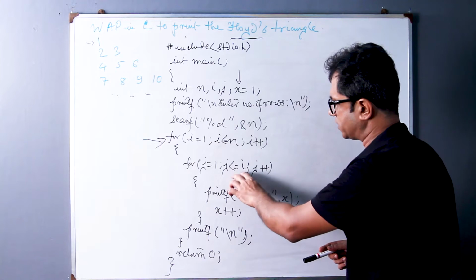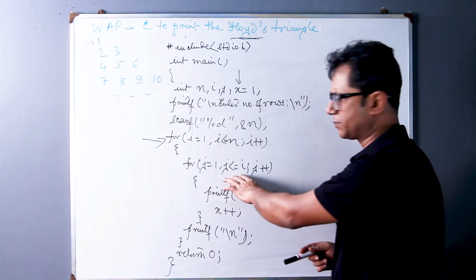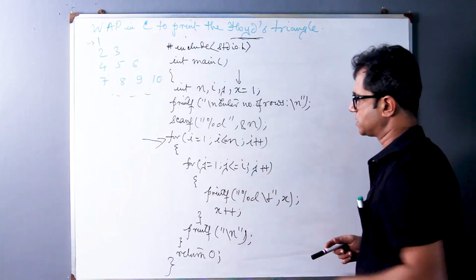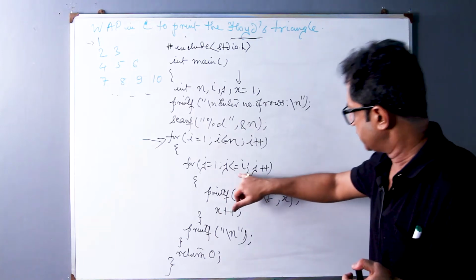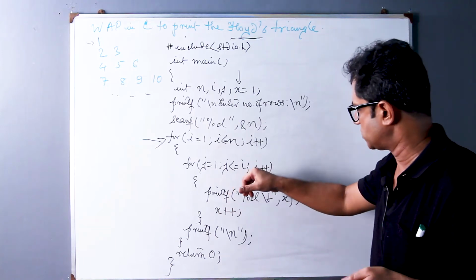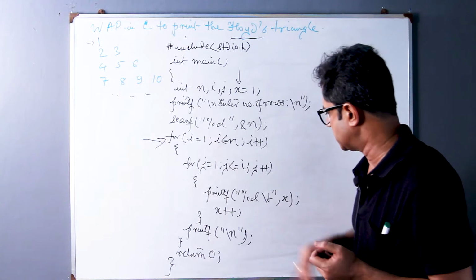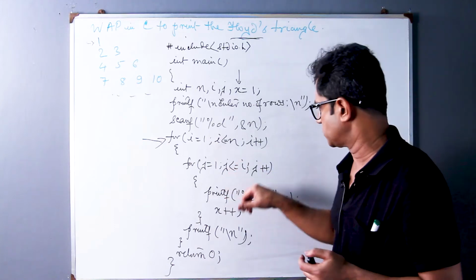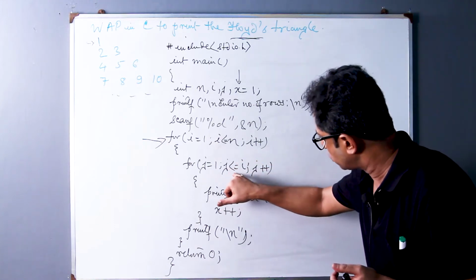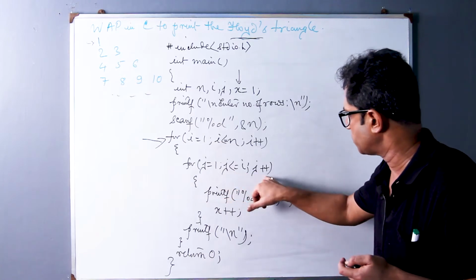We are checking like this, j less than equal to i, which is very similar to the fundamental programs as discussed in the previous videos, but there is no formula as such as we have done in another video, that is j less than equal to 2 star i minus 1, and like that. This j is only j less than equal to i and j plus plus.